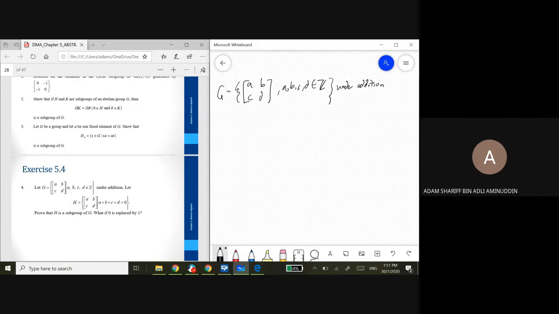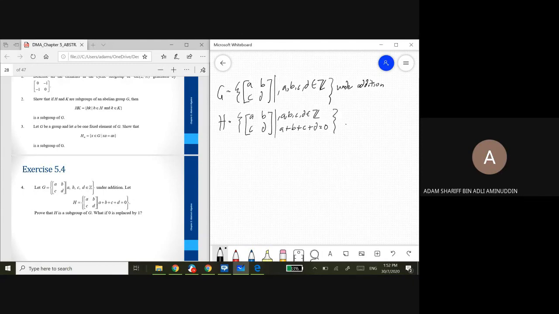Before I start writing H later, you must recall how to add up matrices. If you don't know how to add up matrices, there will be a problem for this question. H is a different representation. It must be A, B, C, D, which are of course integers in this case. However, one more condition is put there, which is that the summation of A plus B plus C plus D must be equal to 0.